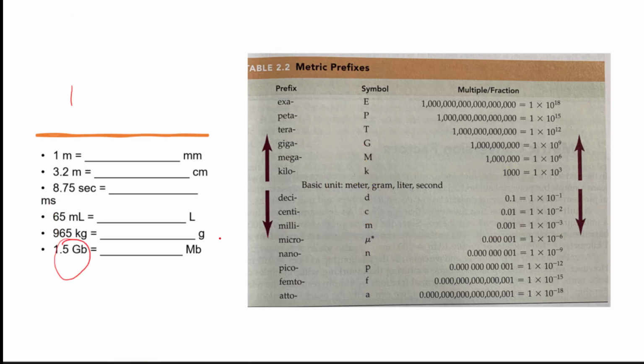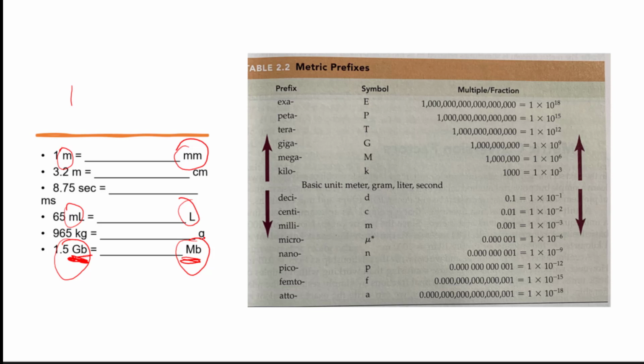1.5 gigabytes, and we want megabytes. Everything that we've been doing so far, we've been going from a base unit to a prefix, or a prefix to a base unit. We've never gone from a prefix unit to another prefix unit. So we need to do a two-step process here.